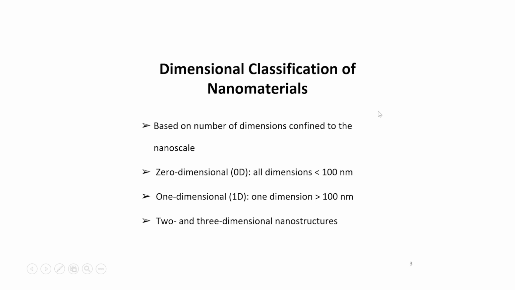So, let us begin with the dimensional classification of nanomaterials. Based on the number of dimensions your material is confined to the nanoscale, you can divide them into various classes, like 0 dimensional nanomaterial, where all dimensions are less than 10 to 100 nanometer, basically the maximum value is 100 nanometer. 1 dimensional nanomaterial, where one dimension is greater than 100 nanometer. Then 2 and 3 dimensional nanostructures, where 2 dimensions are greater than 100 nanometer, and in 3 there are 3 dimensions greater than 100 nanometer. So, we will be studying these in detail.